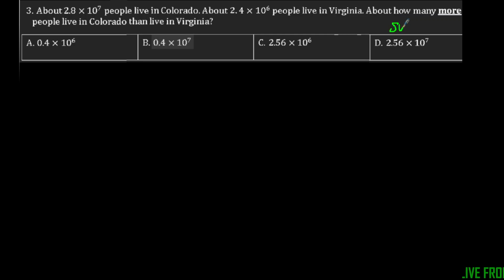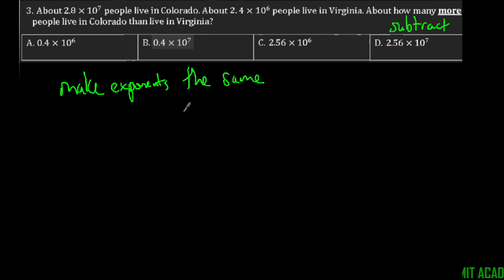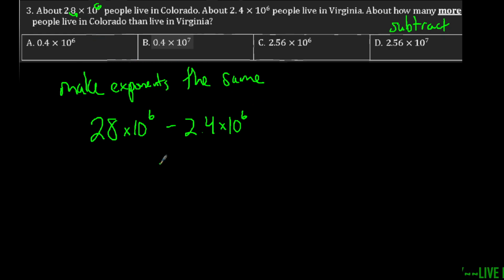So let's do green for this one. When we're looking for the difference, we have to subtract. So what we have to do is make the exponents the same. So if we want to change this one, it's almost like we can move that one step to the right and change our exponent to 6. So now I'm going to say 28 times 10 to the power 6 minus our original number, which is 2.4 times 10 to the 6. So we have Colorado minus Virginia. So when we subtract those, again, only subtract those two front numbers.